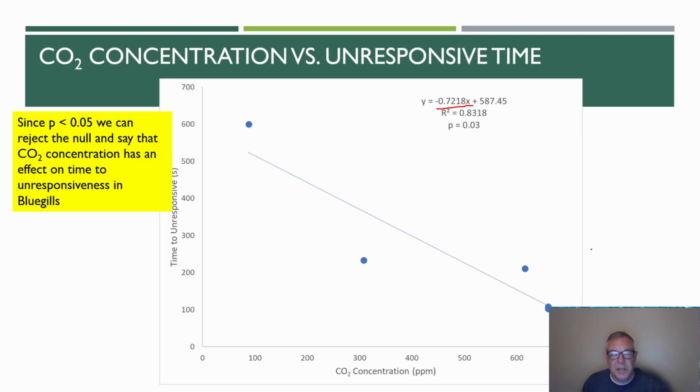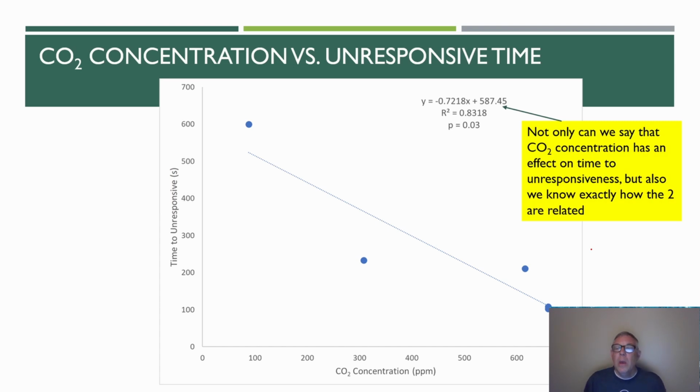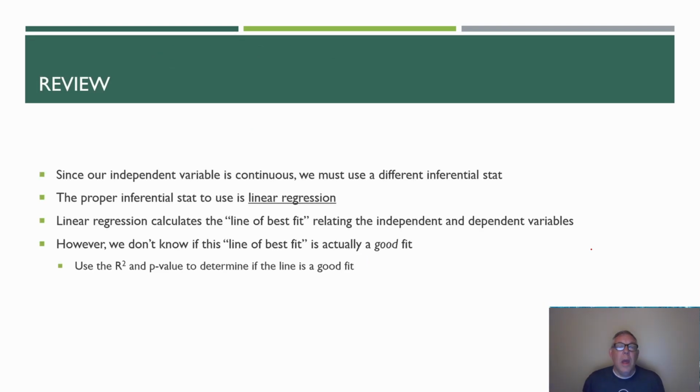Neat. That's linear regression. And that's what I'm saying here: not only do we know there's a significant effect of CO2, we know exactly what that effect is. It's a negative effect. And so I can predict the time to unresponsiveness for any value of CO2 in the range that I tested. And so that's it.